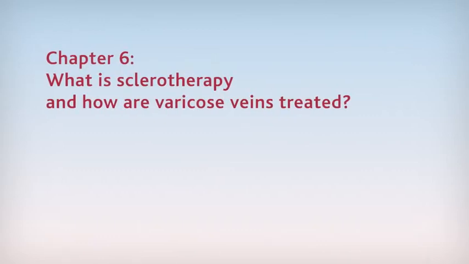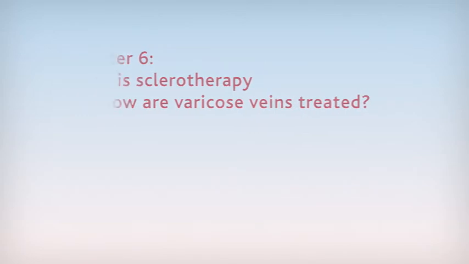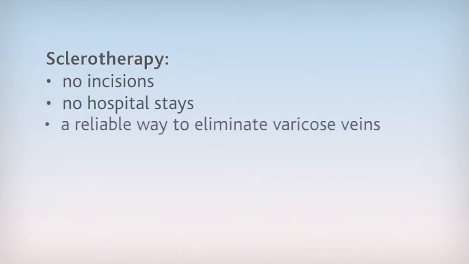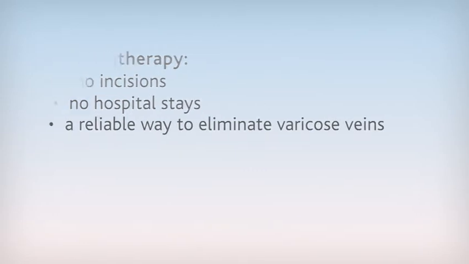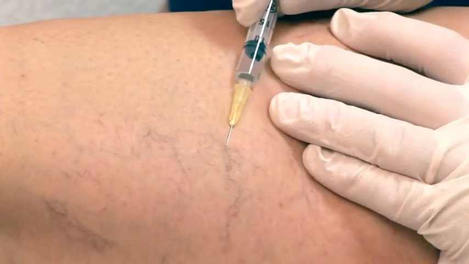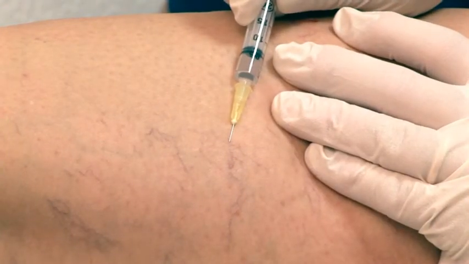What is sclerotherapy, and how are varicose veins treated? Sclerotherapy is a method that requires no incisions and no hospital stays. It's been shown for many years to be a reliable way to eliminate varicose veins. The principle is simple. The varicose veins are eliminated by injecting a so-called sclerosing agent into the veins.